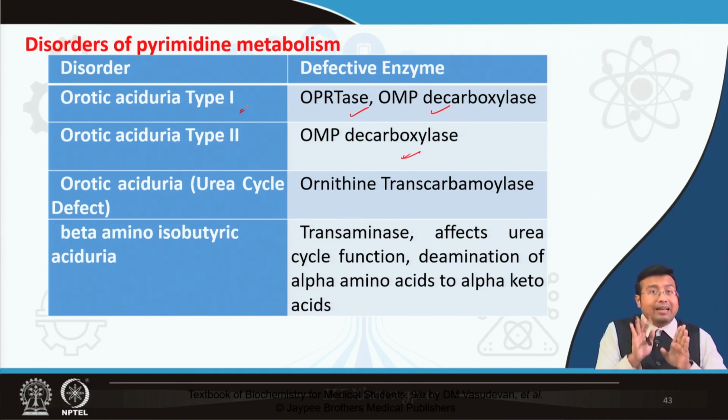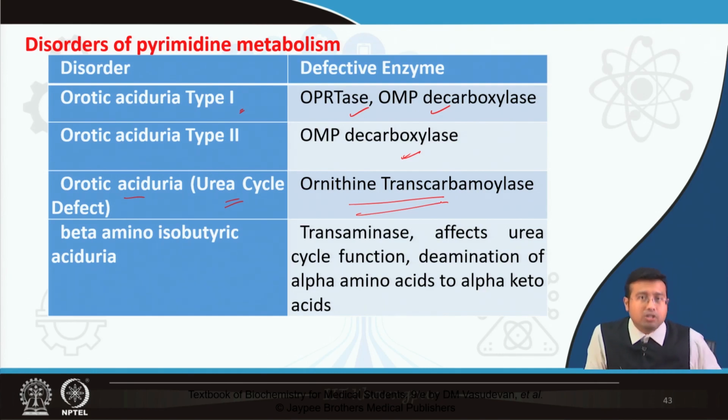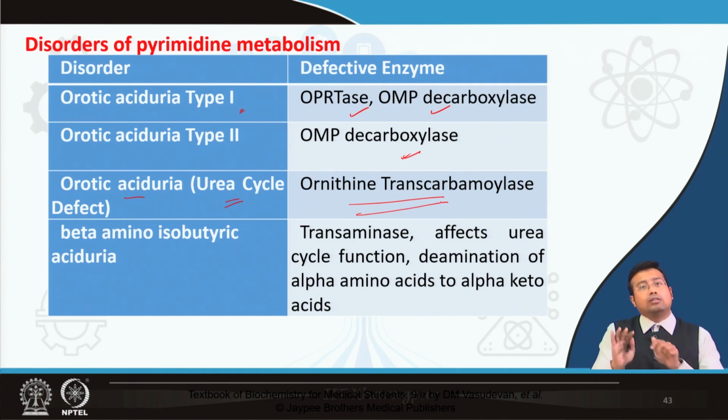Mind it, we also mentioned orotic aciduria in the urea cycle due to the enzyme deficiency of ornithine transcarbamylase. If this enzyme is deficient, what will happen? That will lead to a situation of hyperammonemia along with orotic aciduria, because urea cycle disorder leads to hyperammonemia, but there will be no inborn orotic aciduria. Mind it, these are all inborn errors, the first two that present very early. And a very minor non-symptomatic disorder is beta aminoisobutyric aciduria. There is a transaminase deficiency, and basically this is non-symptomatic and does not need much treatment to start with, okay.